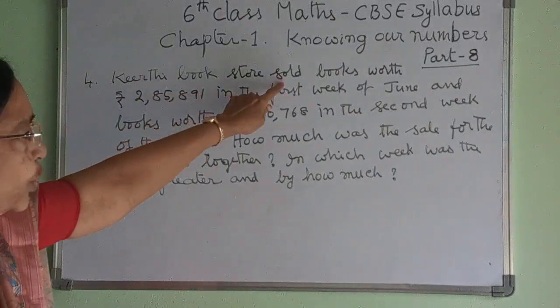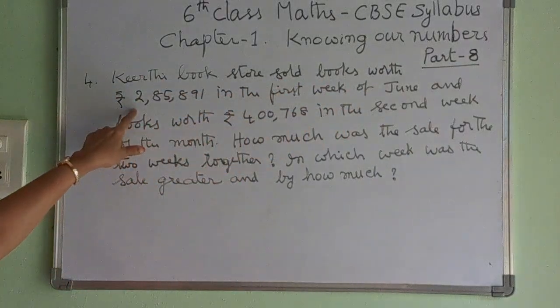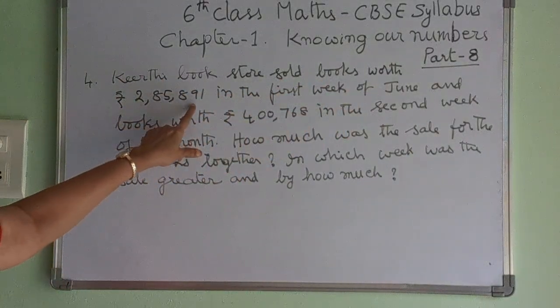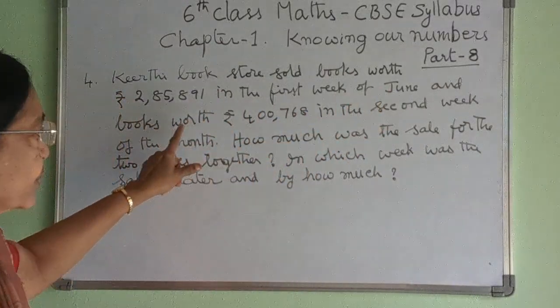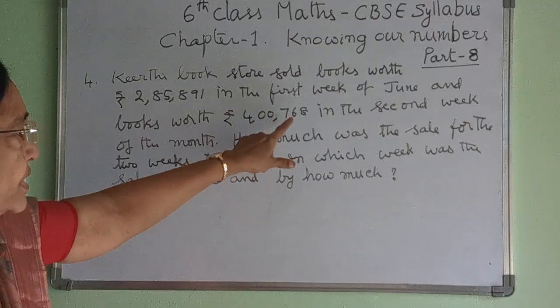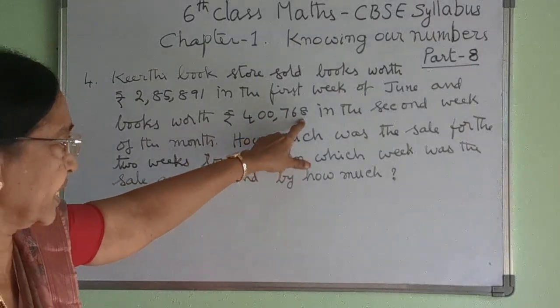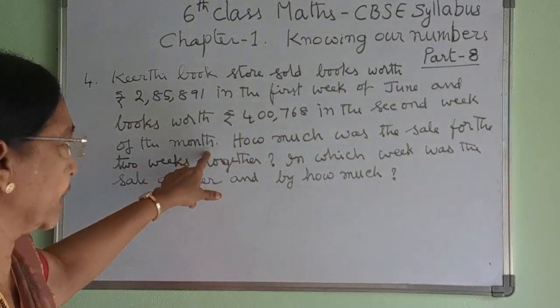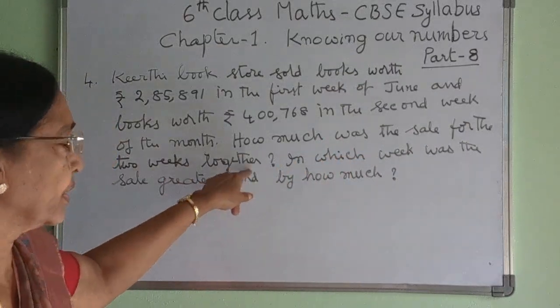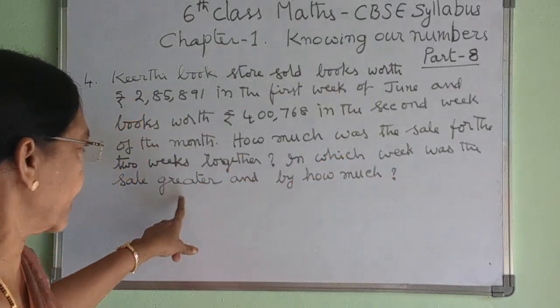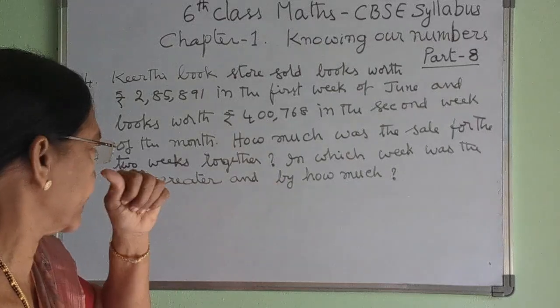Kirti bookstore sold books worth rupees 2,85,891 in the first week of June and books worth rupees 4,768 in the second week of the month. How much was the sale for the 2 weeks together? In which week was the sale greater and by how much?